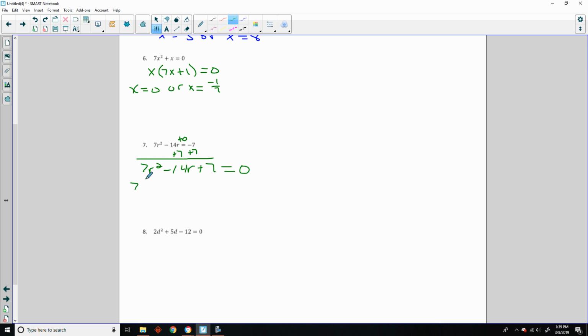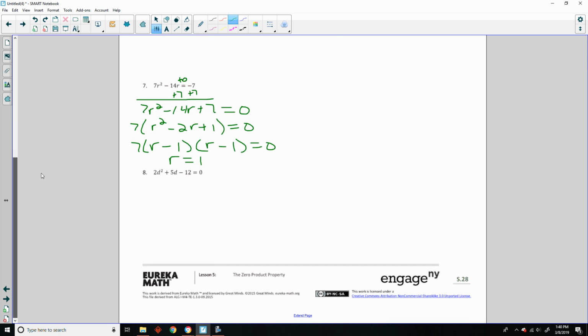Now I will factor out a 7 and get r squared minus 2r plus 1 equals 0. And then I will factor this part out. Factors of 1, well, that's easy. It's 1 times 1. And the middle term is negative. That means they're both negative. Negative times negative is positive. Negative 1 plus negative 1 is negative 2. So therefore, r equals 1, or r equals 1. That is called a double root. We'll get to that later, but I will just mention it. It's called a double root when they're equal.